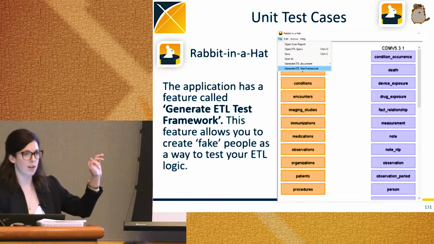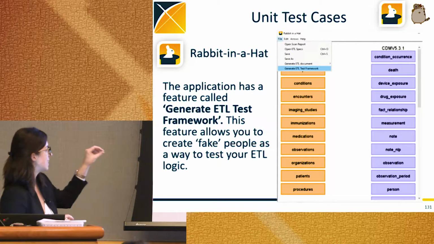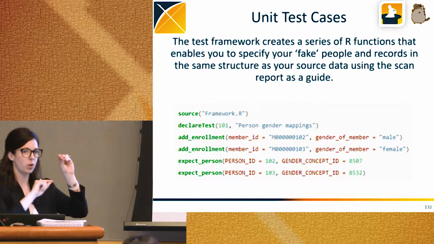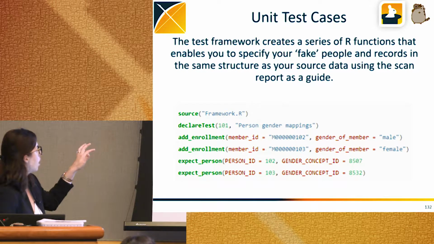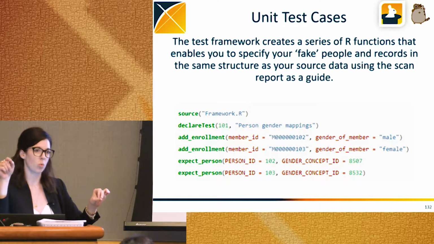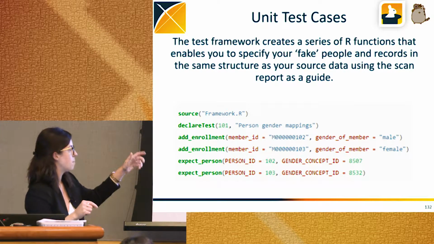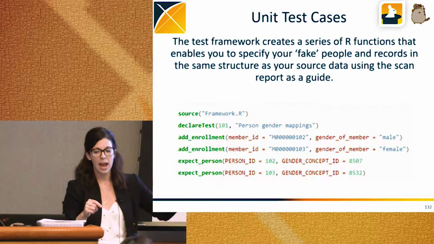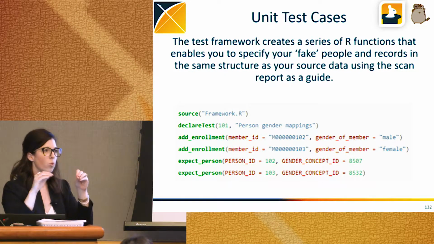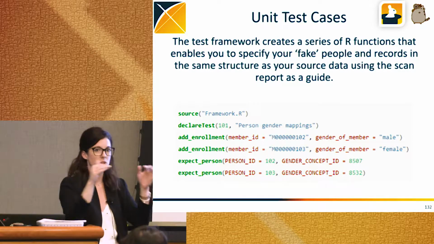So here's an example. We have our little framework.r. I'm going to source it to get all those functions out. And what it does, it creates functions for each table in your database. So in this example, I have an enrollment table. So it's going to create a function called add_enrollment. And then what I can do is I can pass in some values for a member ID or a gender. And then it's going to create for me an insert SQL statement that will insert directly into an empty source database.